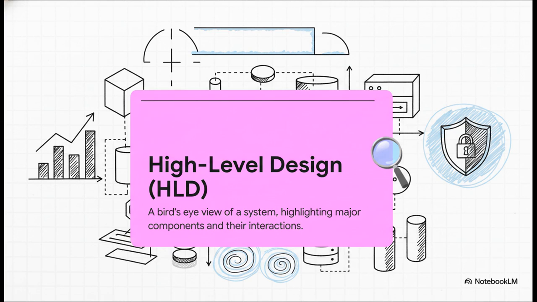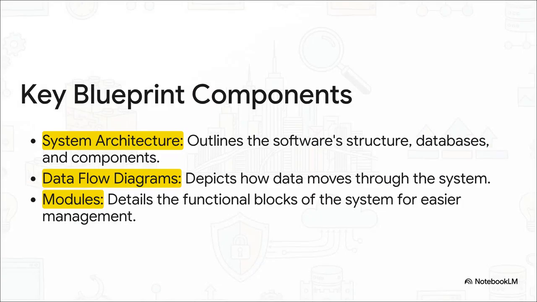You're not seeing the individual street signs or houses. Those are the tiny implementation details. Instead, you see the major districts, the main highways connecting them, the whole layout of the city. It's a strategic guide, not a tactical step-by-step manual. And this map is really defined by three key things.